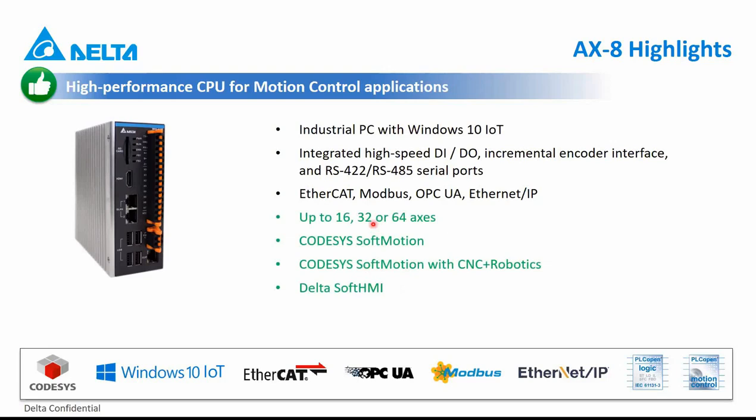Yes, we have 3 different sub-versions which support up to 16 or 32 or 64 axes. So it depends on your application. You can get one of them, and it has CODESYS SoftMotion inside. And we have another license, which is CODESYS SoftMotion with CNC and robotics. Okay, and also on the Windows part there is a Delta Soft HMI.